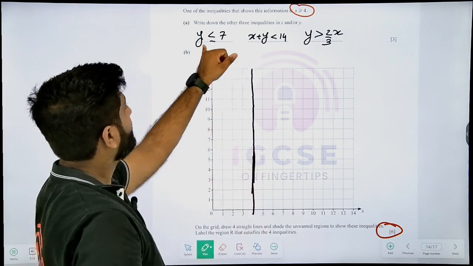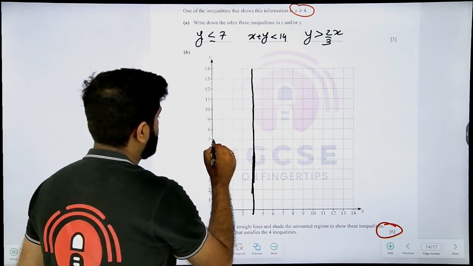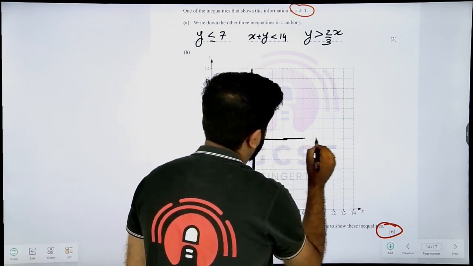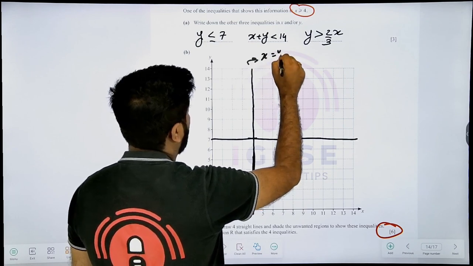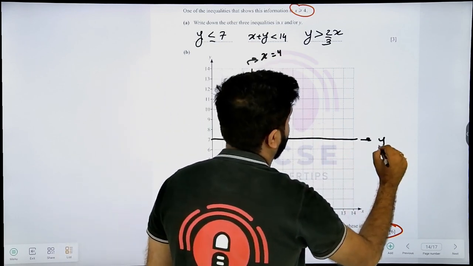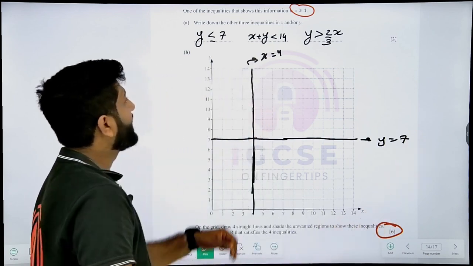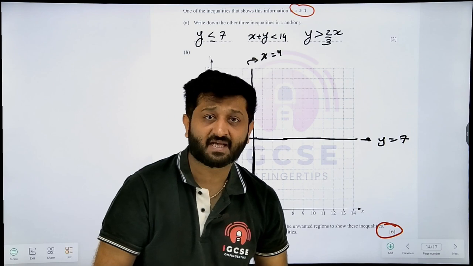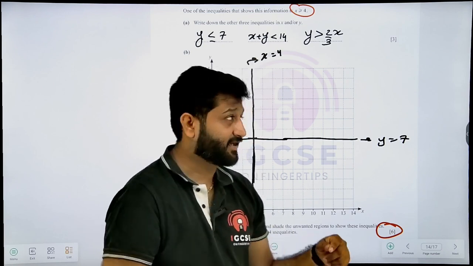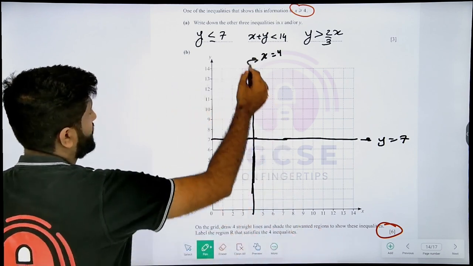Then I have y is less than or equal to 7, which means this is my line. Always have a habit of labeling it. This is my line of x equals 4. This is my line of y equals 7. Then I have x plus y less than 14. Now less than or greater than indicates that this has to be a dotted line, right? Or a broken line.